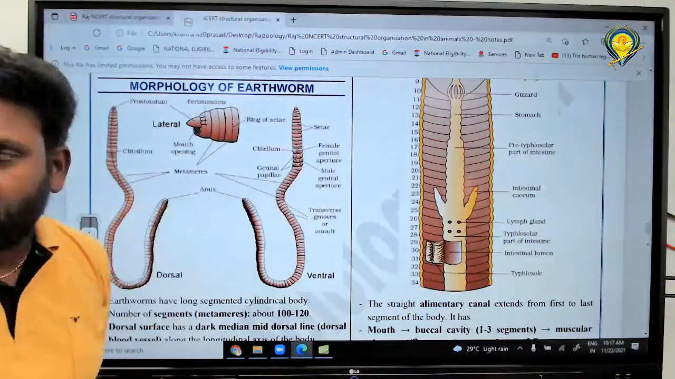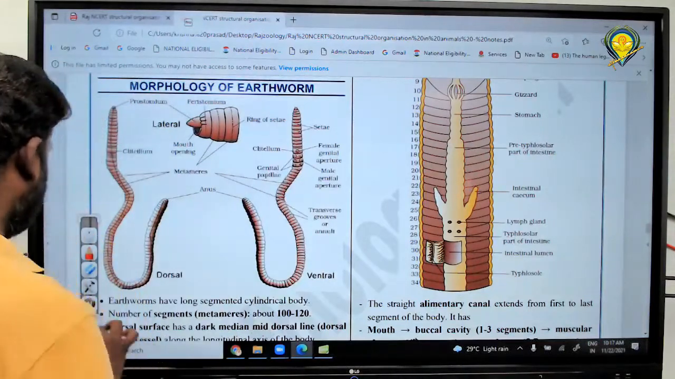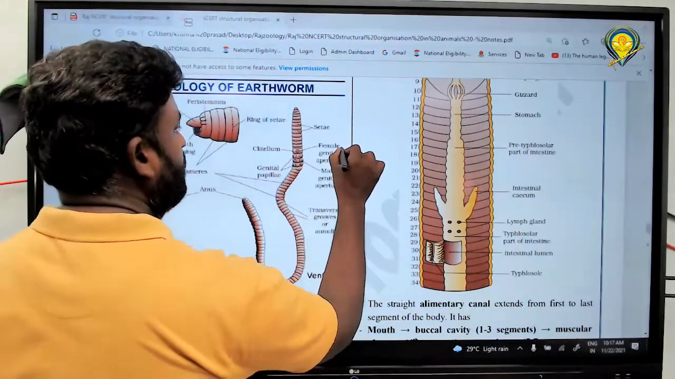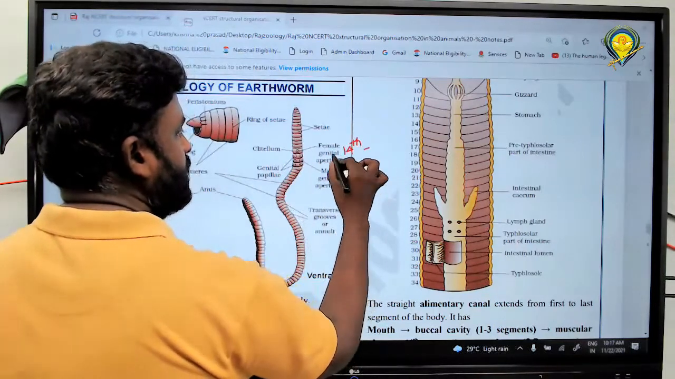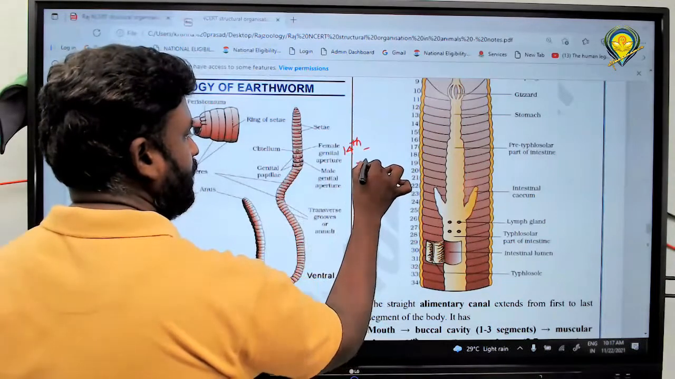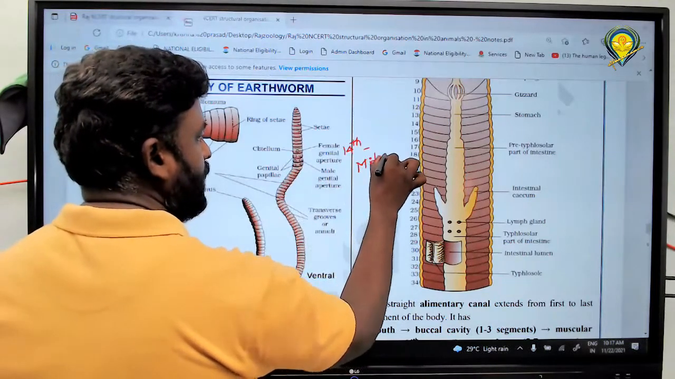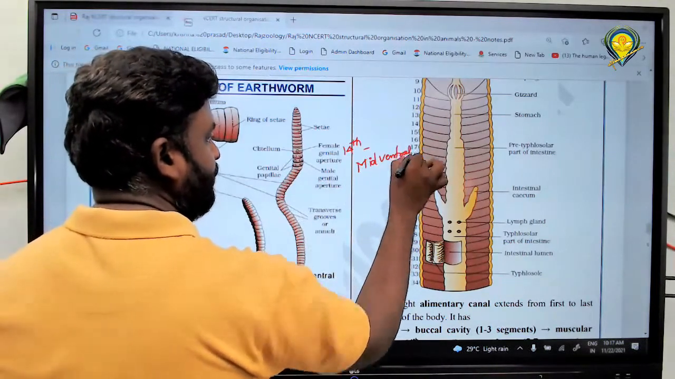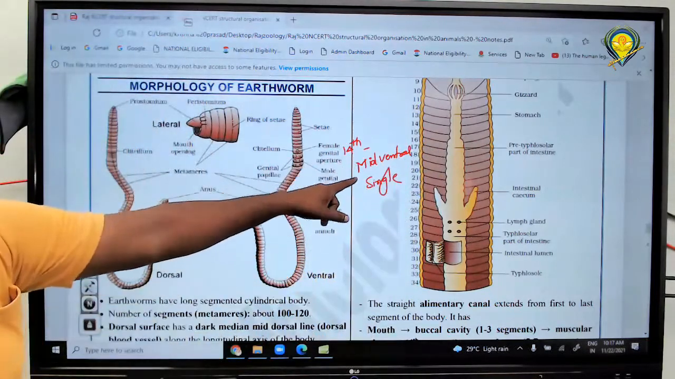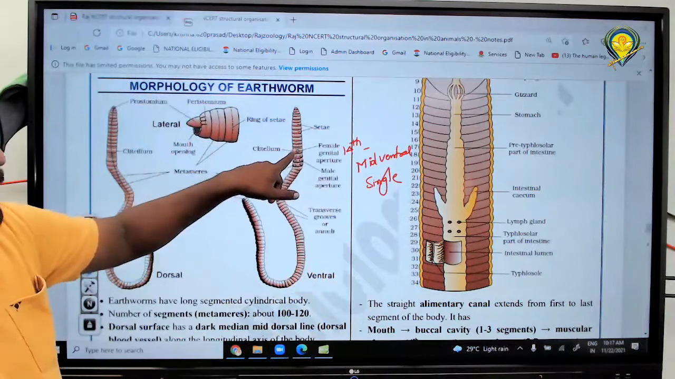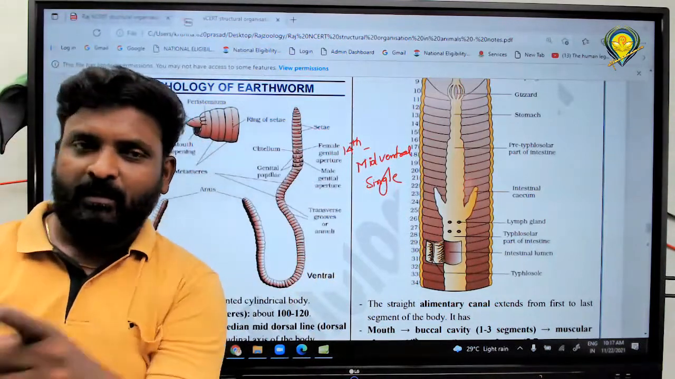A single mid-ventral female genital pore is present at where? 14th segment. So in the 14th segment, female genital pore is present. And ventral or mid-ventral? Mid-ventral. Singular or pair? At the 14th segment, a mid-ventral, single female genital pore is present. Right or not? Got it?